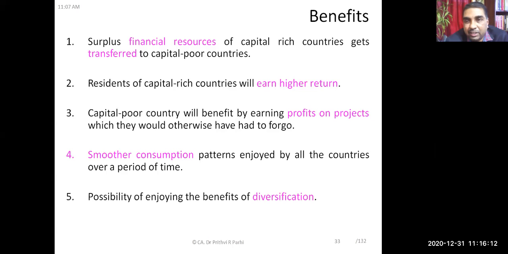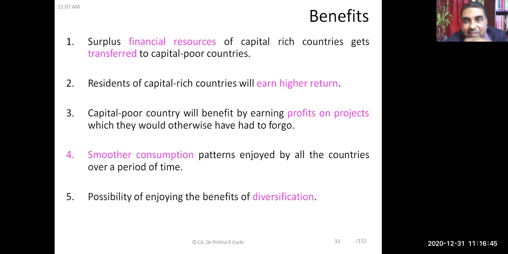So there are certain countries which are capital rich countries. That means that country's people are rich and they have more money. They have surplus money to make investment. And other countries can be referred to as capital poor countries. That means those countries do not have sufficient money to make investment. So what happens in the case of a capital rich country? Everybody has got money. They want to invest.